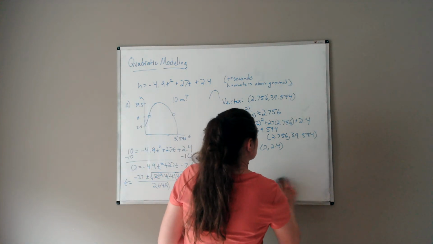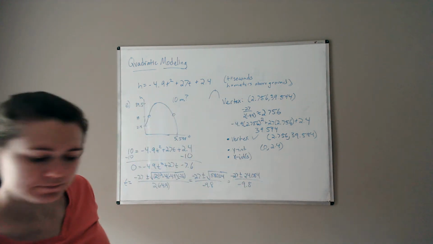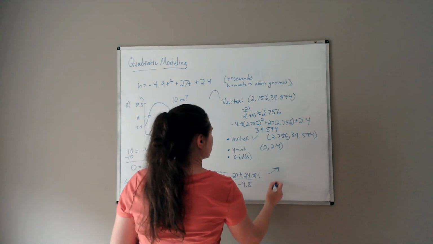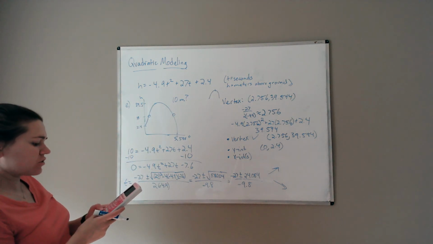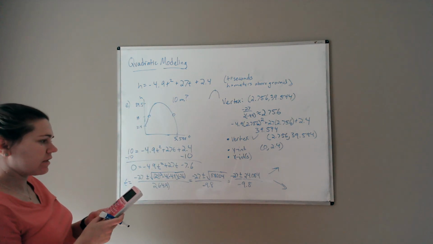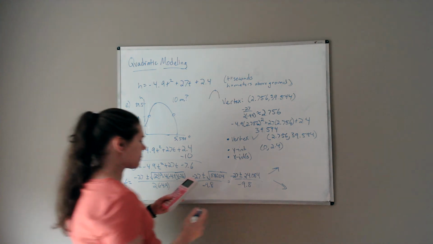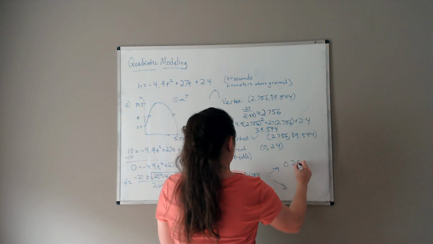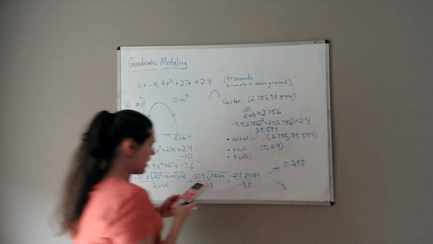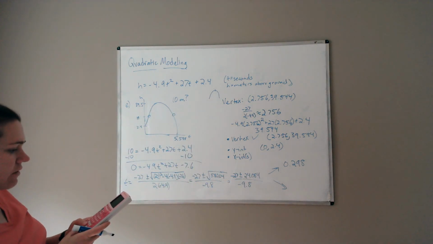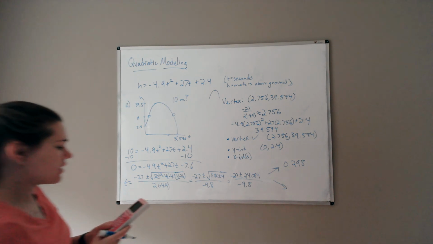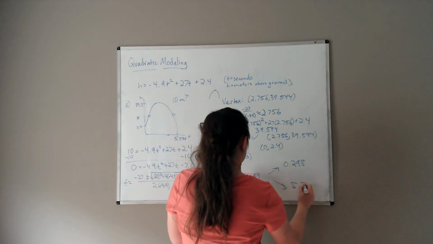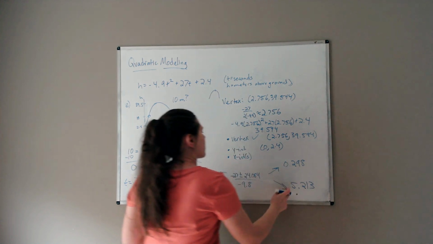Okay, let's do the positive one first and then the negative one. The positive 24.084 and then the negative. So negative 27 plus 24.084 and then divided by negative 9.8 is 0.298. And then negative 27 minus 24.084 divided by negative 9.8 gives you 5.213. So they are both positive.